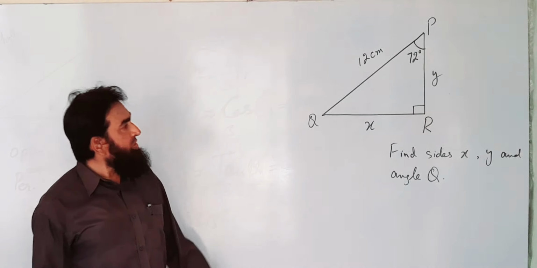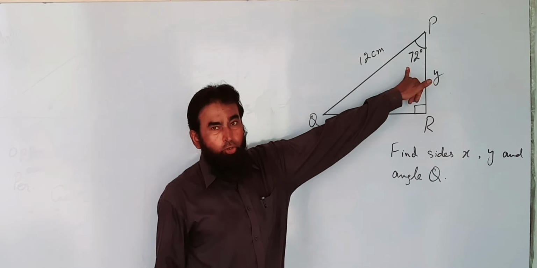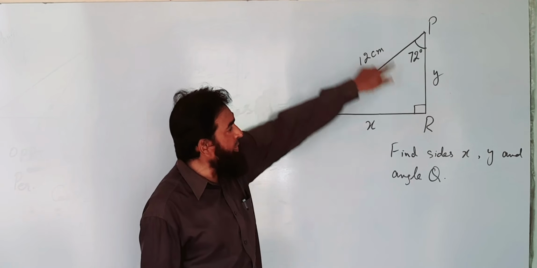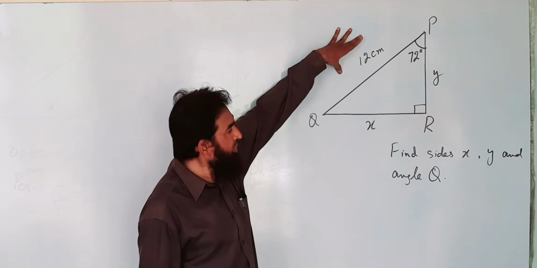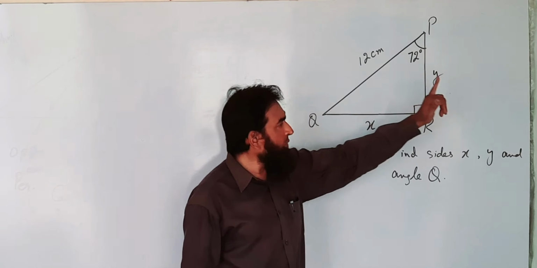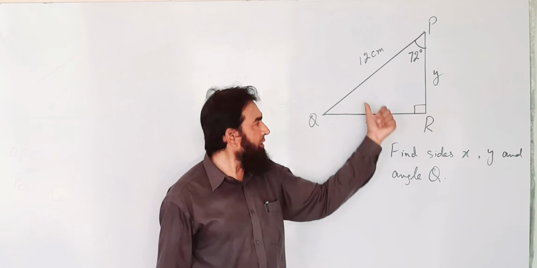Now in this question you can see that this is a right angle triangle in which one angle is 72 degree and the hypotenuse is given against the 90 degrees angle. We have to find the sides x and y and the angle q.